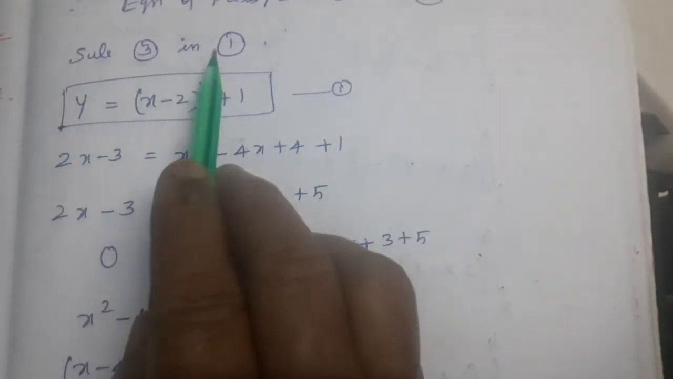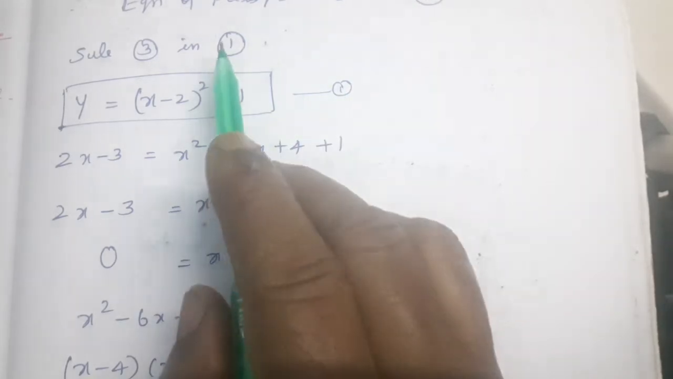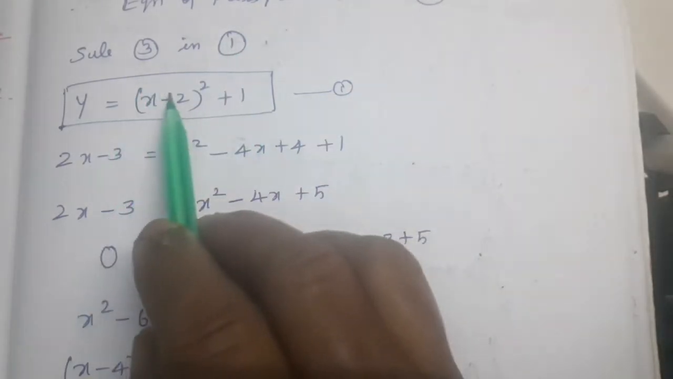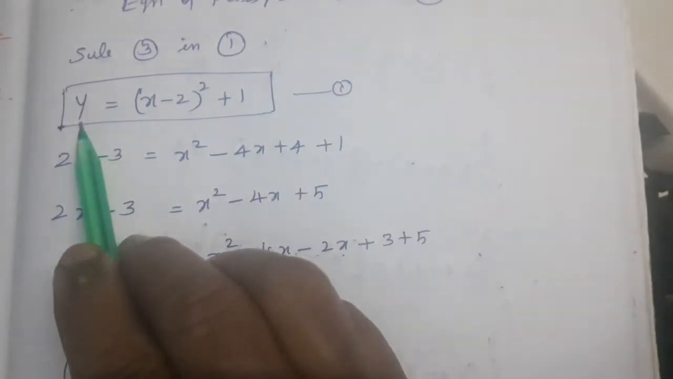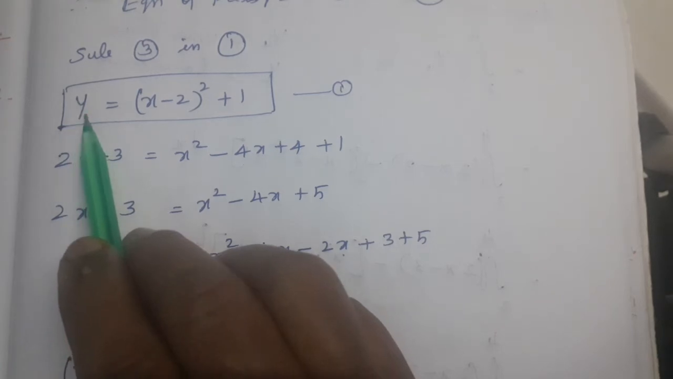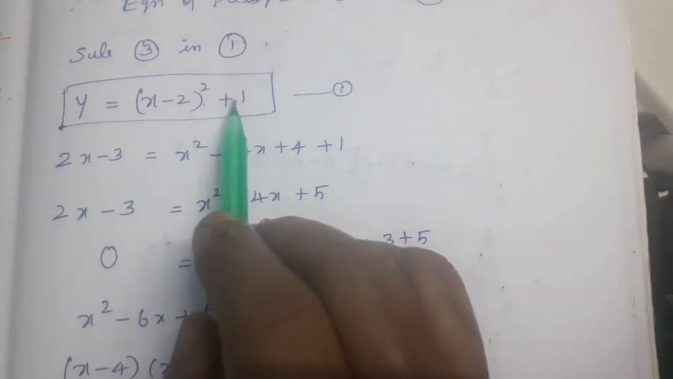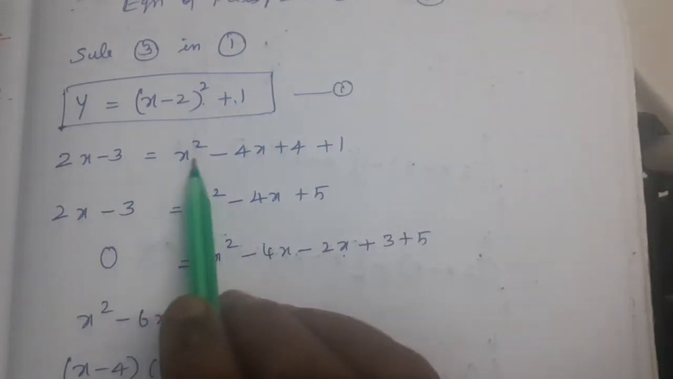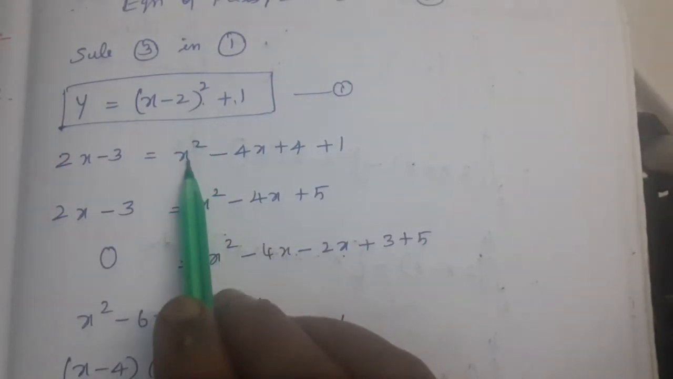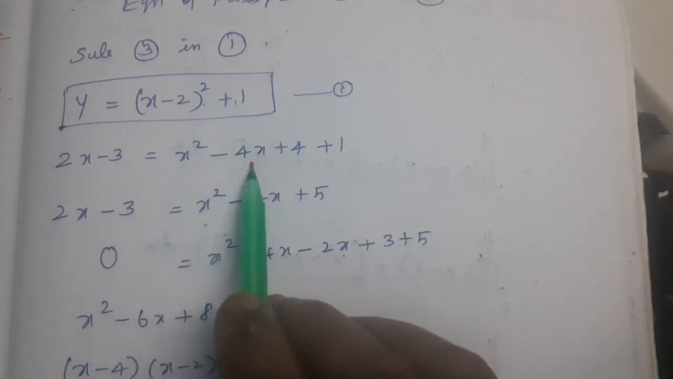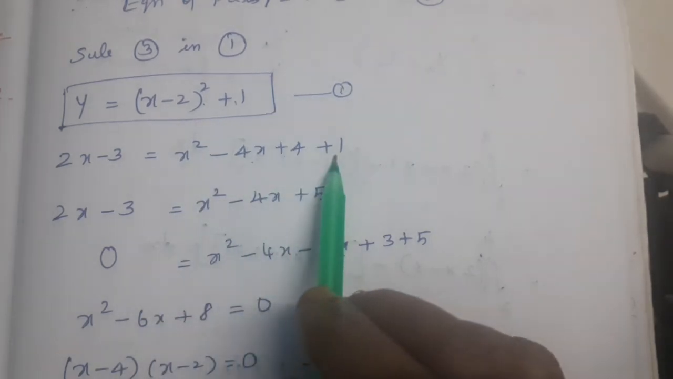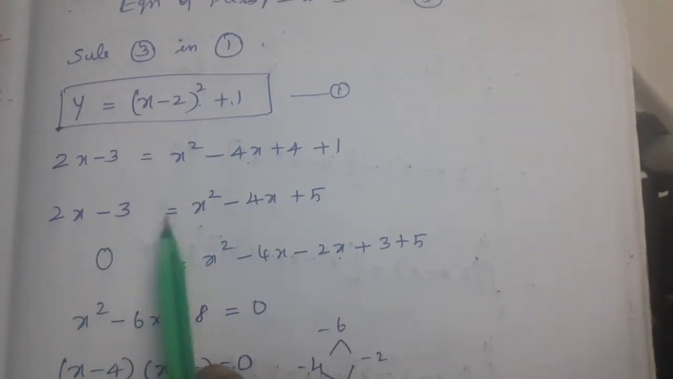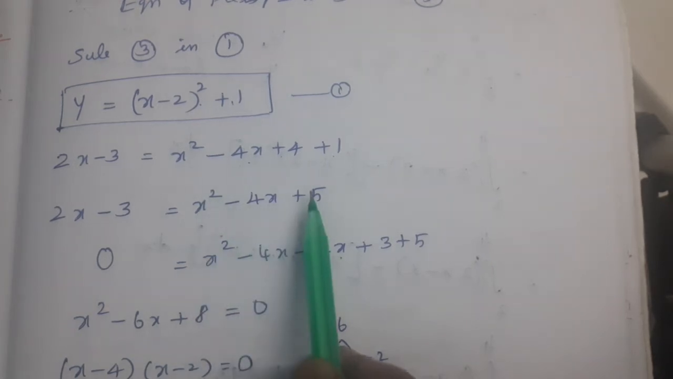Substitute that value 3 in 1. What is the first equation? The question itself is given: y equal to x minus 2 the whole square plus 1. Now instead of y, substitute 2x minus 3. 2x minus 3 equal to, if you expand the formula (a minus b) the whole square, x square minus 2ab, 2 2s are 4x, plus 4 plus 1. So we get 2x minus 3 equal to x square minus 4x plus 5.